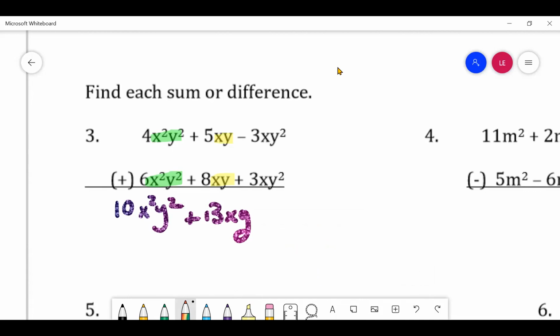Okay. Oh, there's a question. Yes. I will go back. Let me just finish this one and I'll go back to the previous page.